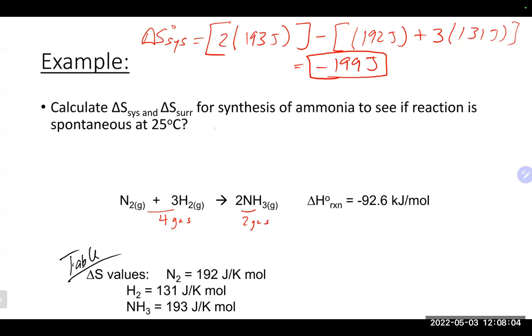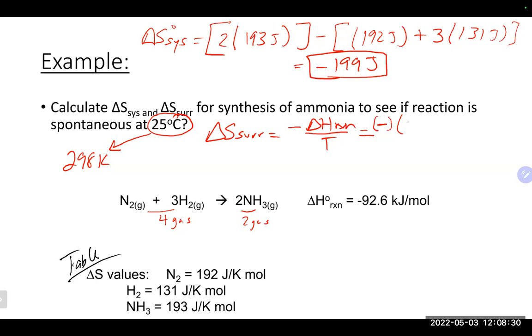At this point, we can then calculate our delta S of our surroundings, which is minus the delta H of the reaction, divided by the temperature here. We do need to convert our temperature into Kelvin, so adding 273 should give us 298 Kelvin. We're going to put that in here. We're going to not forget the negative. That is part of the formula, so we do need that negative. And it is also negative here, 92.6.